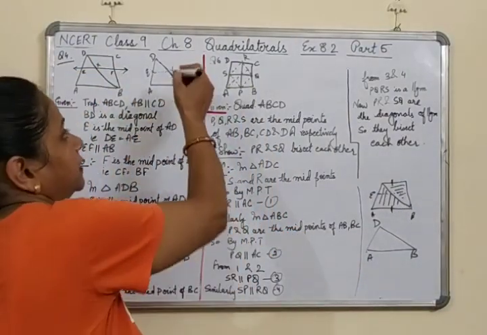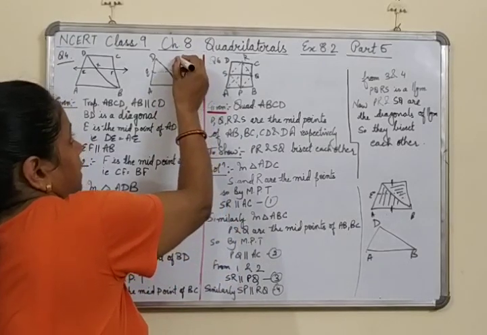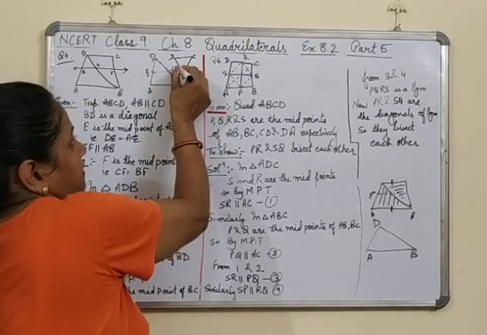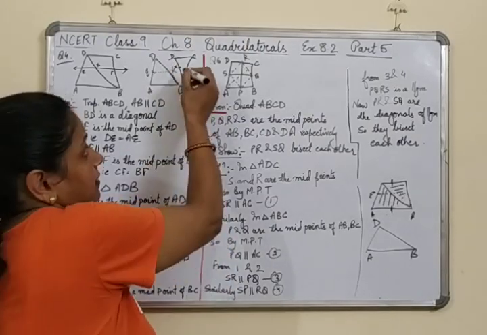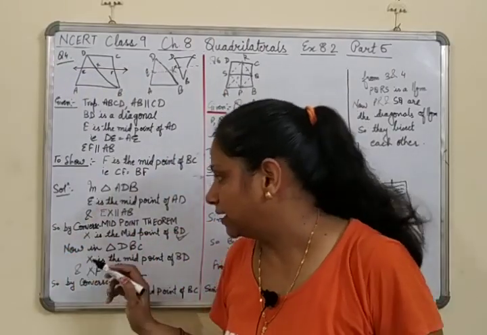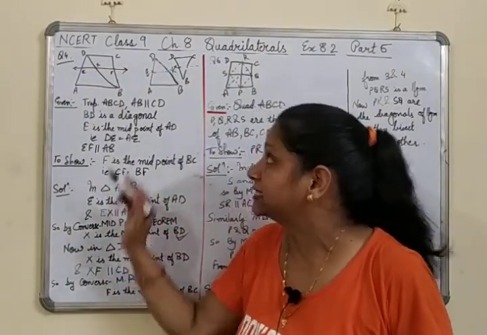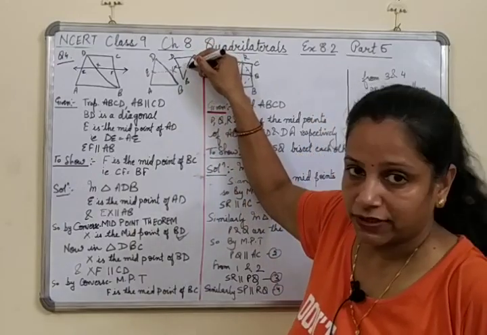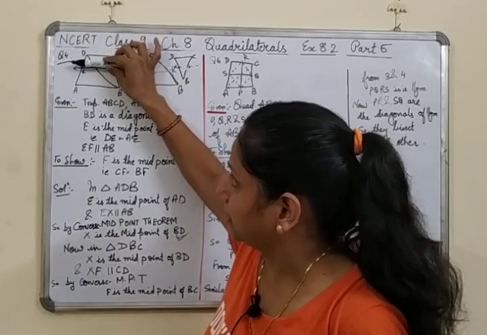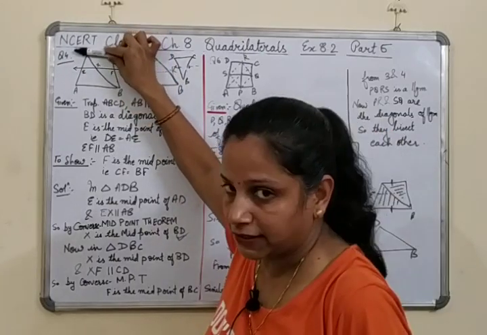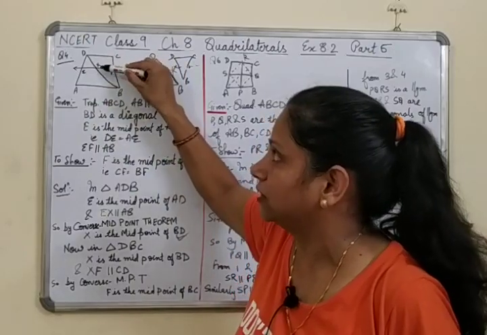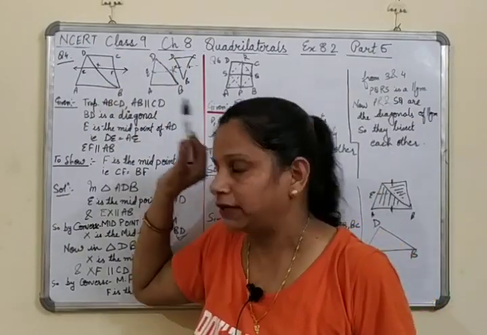BDC. Now take the other triangle. This triangle D, C and B, X is the midpoint and this line is parallel. XF is parallel. That means again by the converse of the midpoint theorem we can say that F is the midpoint. Just look at the figure again. AB is parallel to CD. We have drawn EF parallel to AB. That means all these three lines are parallel.